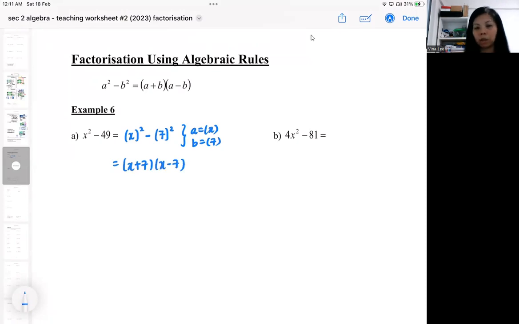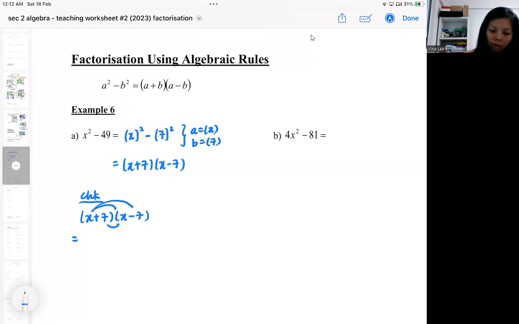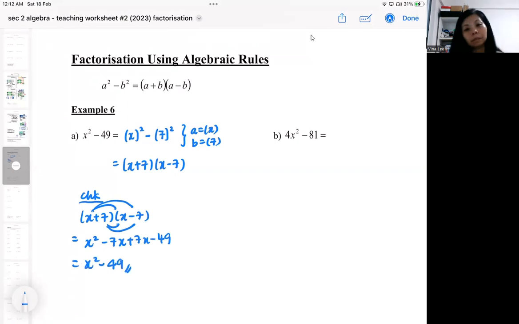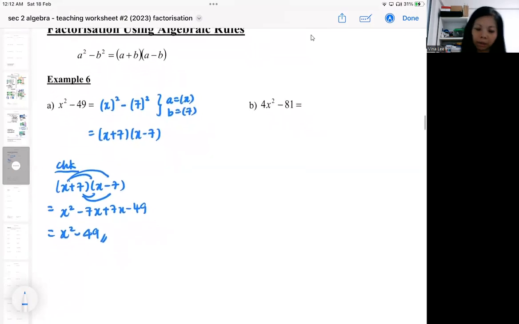And obviously you can check back by doing your rainbow or arrow method, to see that it actually gets you back to the same x squared minus 49. So this one is one of the basic ones. The next one starts to get a bit more complex.